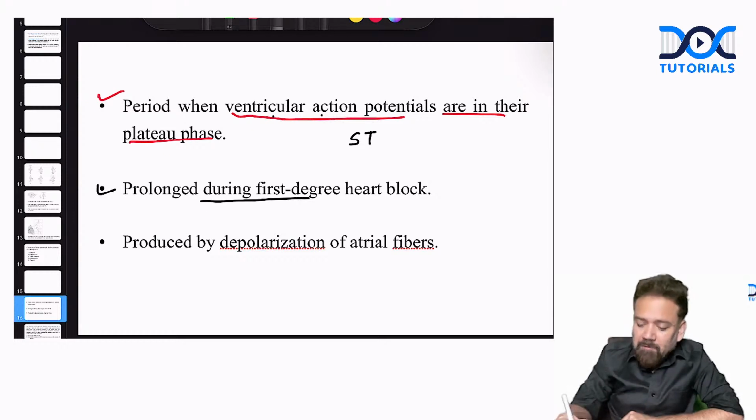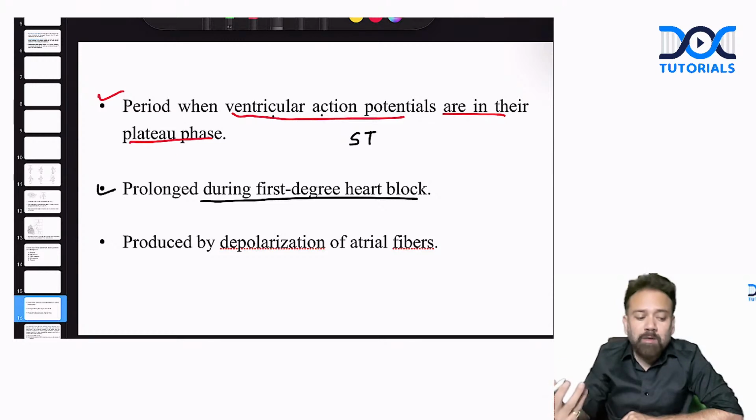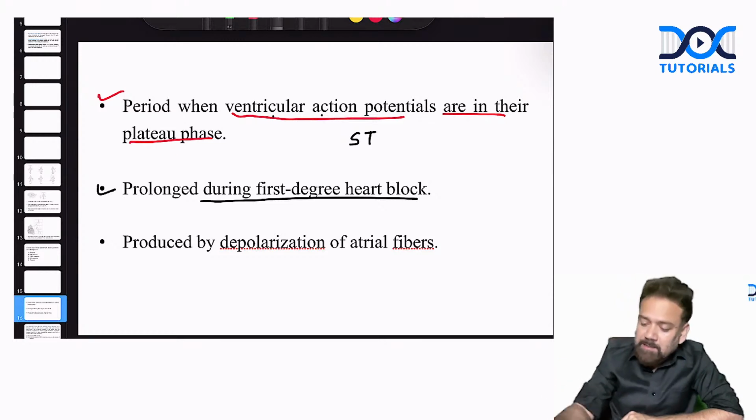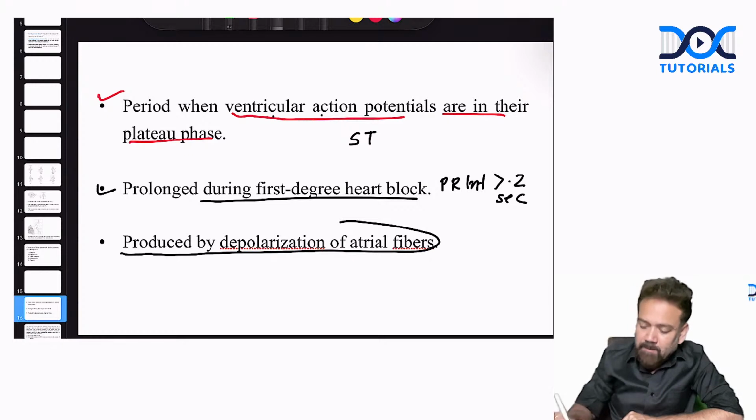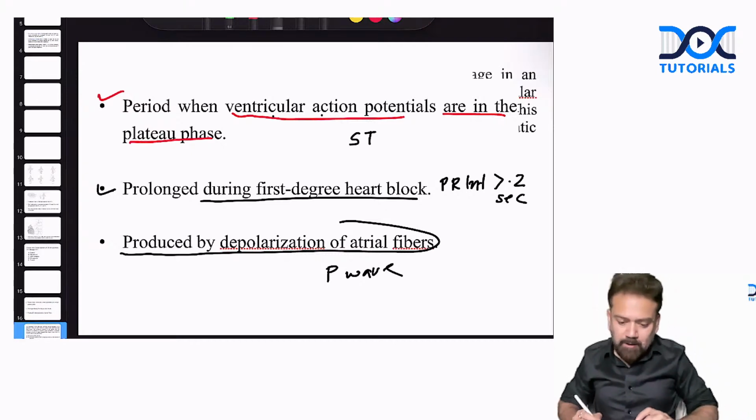Prolonged during first degree heart block: what is prolonged during first degree heart block? We have discussed, PR interval should be more than 0.2 second. Third, produced by depolarization of atrial fiber. Again, the answer will be the P wave. P wave is due to atrial depolarization.